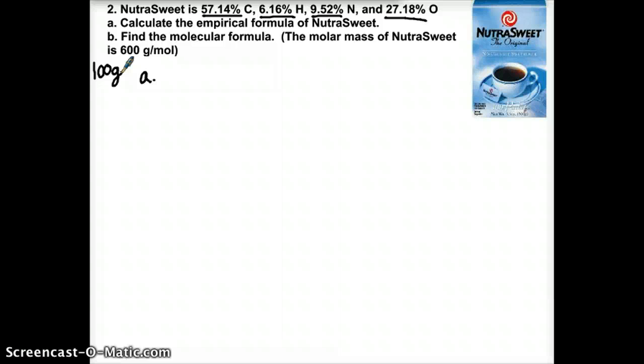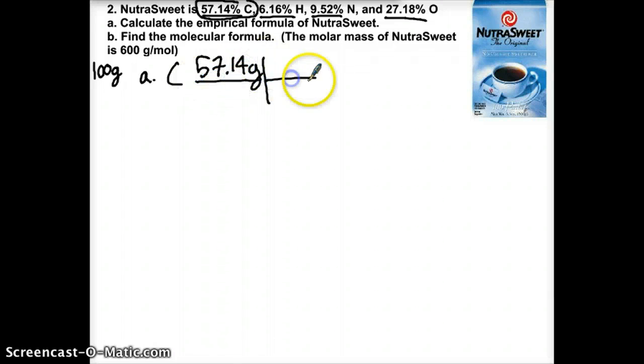And the reason we do that is because let's say we want to know the mass of carbon. Well, if I have 100 grams and 57.14% of it is carbon, that's easy to convert to a number. Because 57.14% of 100 is 57.14 grams. So for carbon, I have 57.14 grams. I'm going to convert to moles, so 12 grams of carbon for 1 mole.